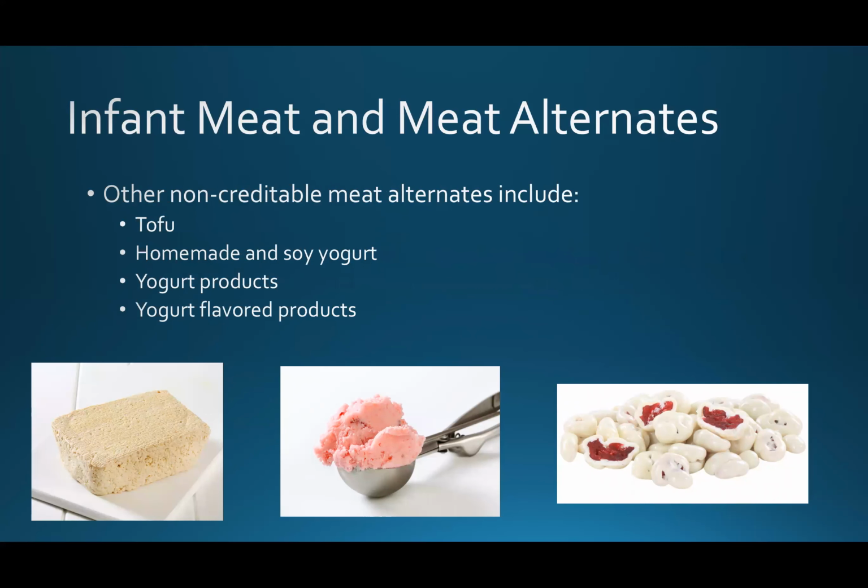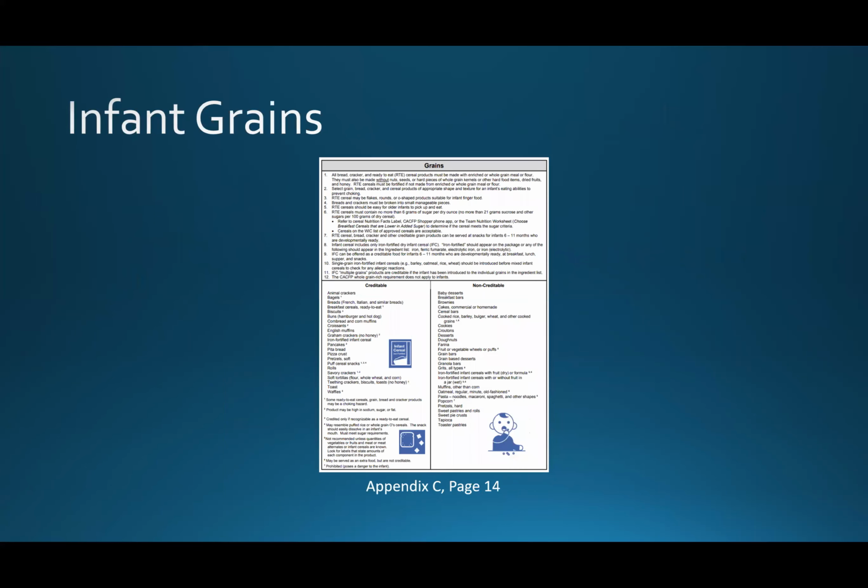Other non-creditable meat alternates include tofu, homemade and soy yogurt, and yogurt products such as frozen and liquid yogurt, yogurt flavored products, bars, freeze-dried yogurt snacks, and yogurt covered fruits and nuts. Next, we will cover grain foods for infants.